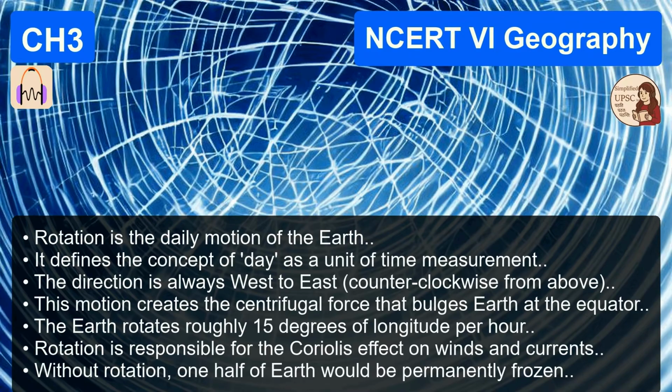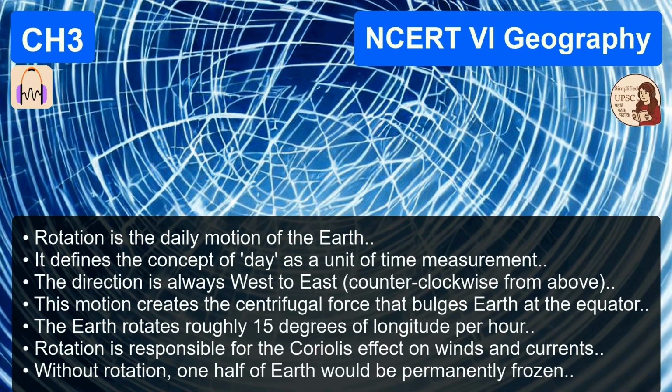We have 4 main stops on this journey. Part 1 is the spin. We're talking rotation. Part 2 is the journey. That's revolution. Part 3 is the mechanics of seasons, solstices and equinoxes, all the good stuff. And Part 4, the most important part, the exam, connecting it directly to UPSC PYQs so you can see how this theory translates to marks.